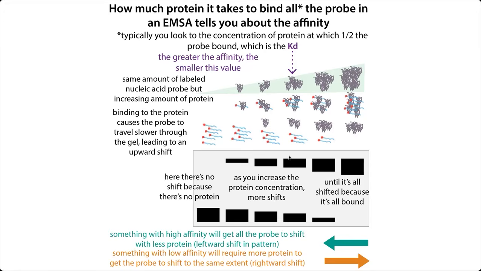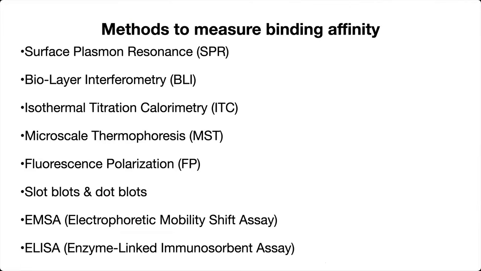So if they have a high affinity for one another, then you don't need much of the protein in order for all of the DNA to be bound. So the shift will start early in the protein concentration gradient. But if they have a lower affinity, then you're going to add a lot of protein before you can get the DNA to shift. And so that's just one method. That's kind of semi-quantitative, depending on how you do it.